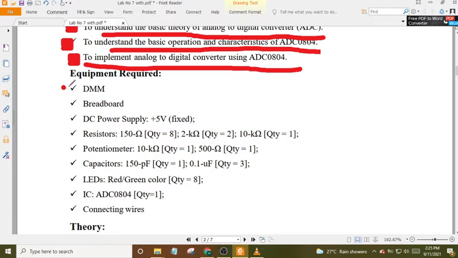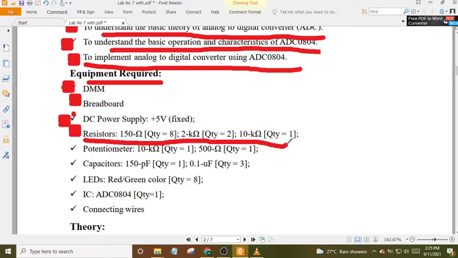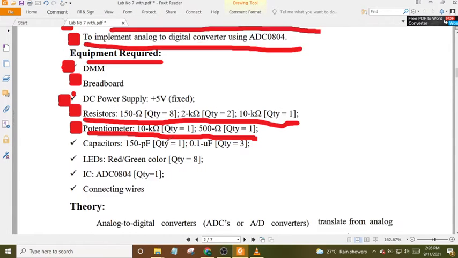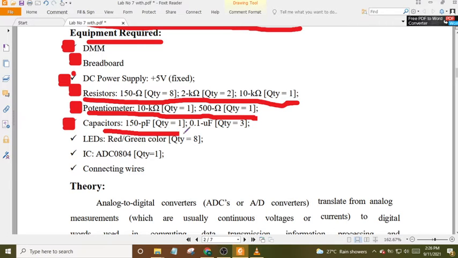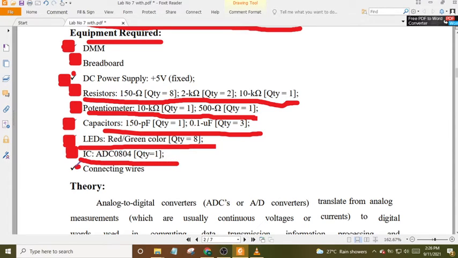Equipment required: DMM, breadboard, DC power supply plus 5V fixed, resistors: 150 ohms quantity equals 8, 2K ohms quantity equals 2, 10K ohms quantity equals 1, potentiometer 10K ohms quantity equals 1, 500 ohms quantity equals 1, capacitors: 150 pF quantity equals 1, 0.1 uF quantity equals 3, LEDs red/green color quantity equals 8, IC ADC0804 quantity equals 1, connecting wires.